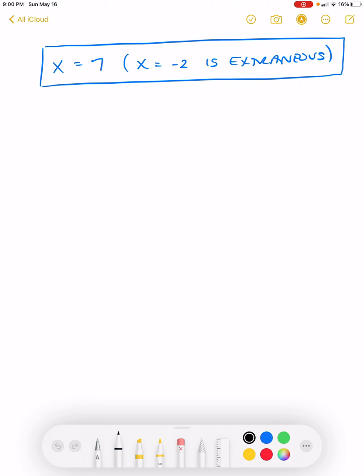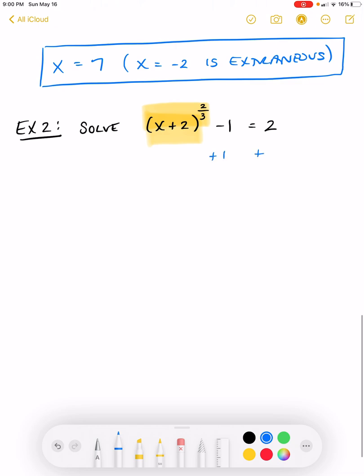And what we're going to do is add in an example of rational exponents. So we're going to solve x plus 2 to the 2/3 power minus 1 equals 2. All right, so the first goal that we need to do is get either the radical part or this exponent part, which is really a radical, by itself on one side. So I'm going to add plus 1 to both sides so that we have isolated x plus 2 to the 2/3 power, and that's going to equal 3.